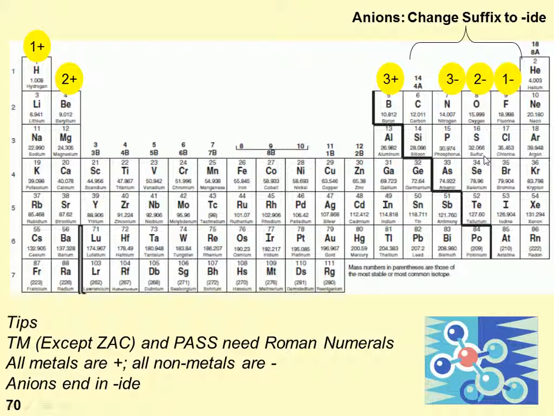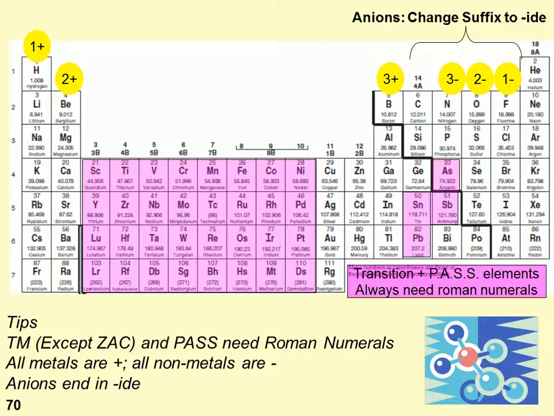It's also important to note that there are certain elements that require a Roman numeral when writing their charges. For example, the ones labeled in pink are the ones that need Roman numerals. These include most of the transition metals and what I call the pass elements. The pass elements include lead, arsenic, tin, and antimony, and we call them the pass elements because they spell pass, P-A-S-S. It kind of looks like a Tetris piece too.